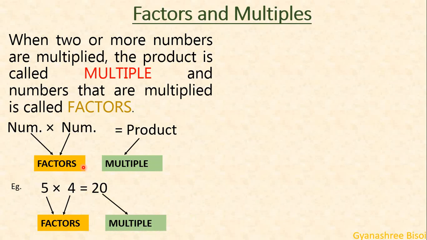So when you multiply two or more numbers, the numbers are called factors of the multiple. Okay? And the product, the answer that you get, is called a multiple of the numbers. There is also another way to understand this. Let's know.